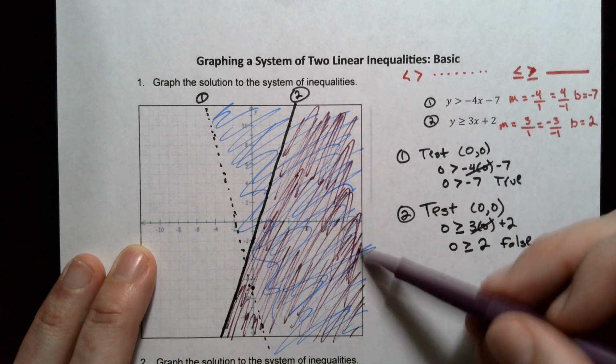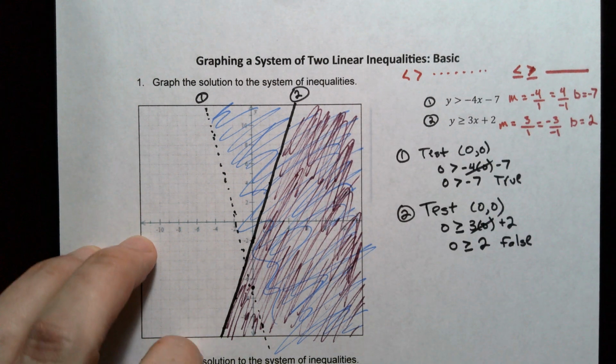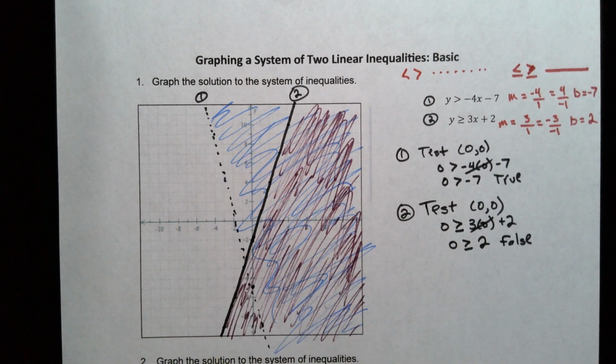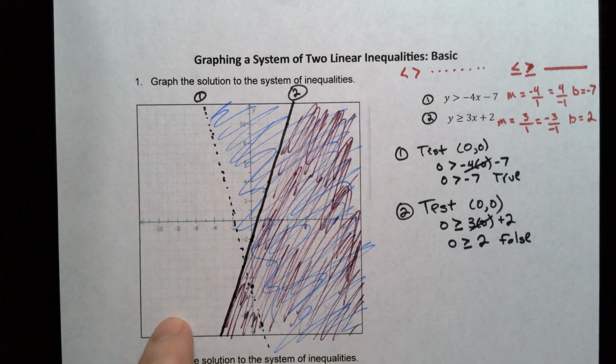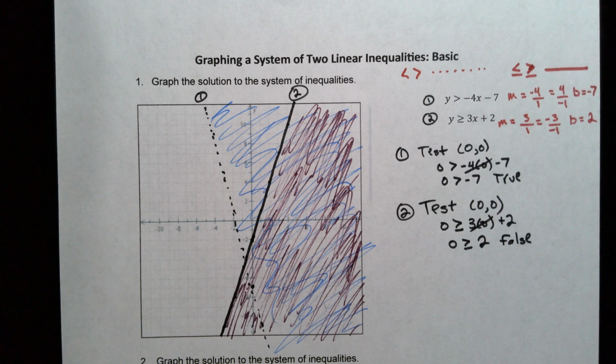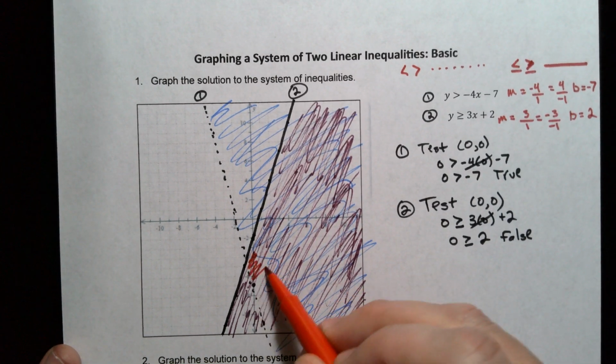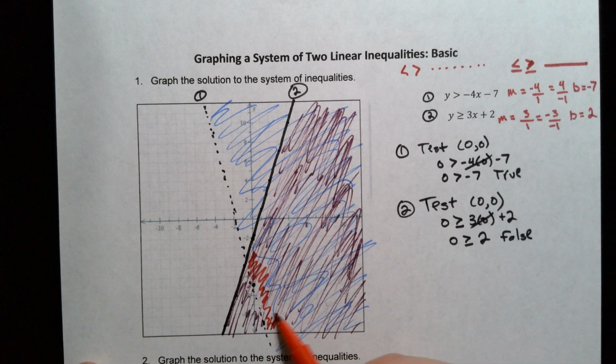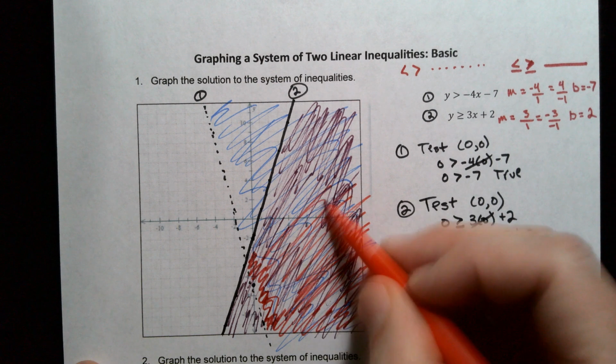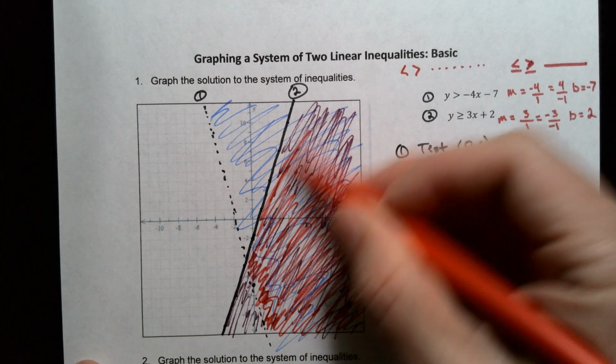Okay, so what got shaded twice? Well, this didn't get shaded twice, so that's not included. This was only purple, this was only blue, and this got no shade at all. So the only part that is included in our solution set, and I'll do that one in red, is this part. To the right of this line, all of this stuff gets shaded right here.